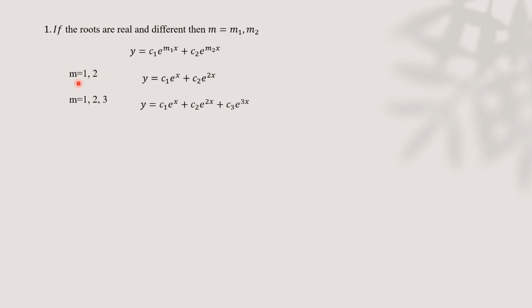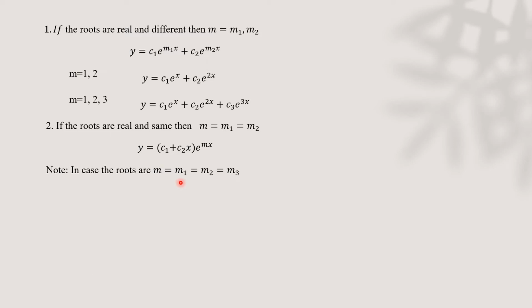If the roots are 1, 2, then we write c1 e power x plus c2 e power 2x. Similarly, if the roots are 1, 2, 3, we write c1 e power x plus c2 e power 2x plus c3 e power 3x. Next, case 2: if the roots are real and the same, that is, m1 and m2 are equal. For example, 1 comma 1, or 2 comma 2. If we get such roots, then the solution is represented as y equal to (c1 plus c2 x) e power mx.